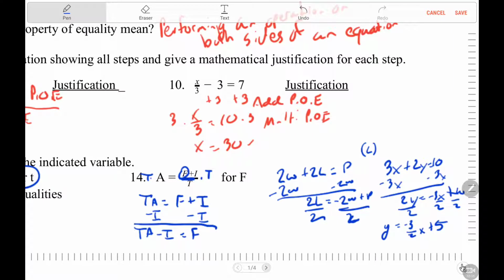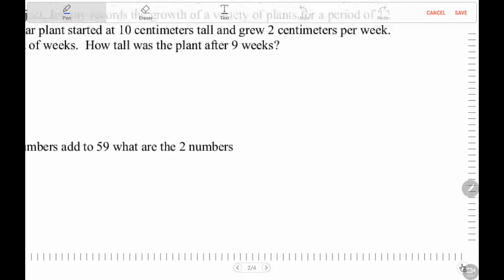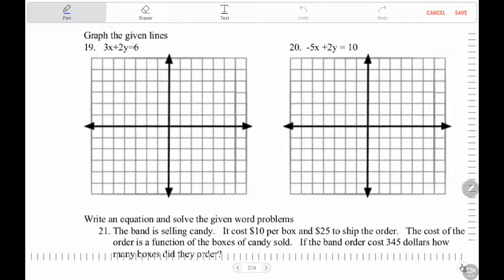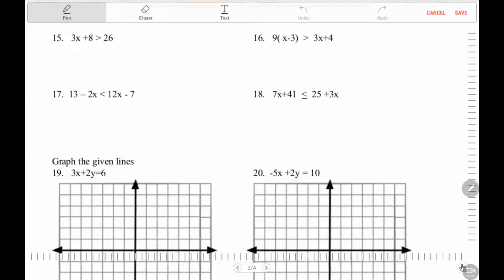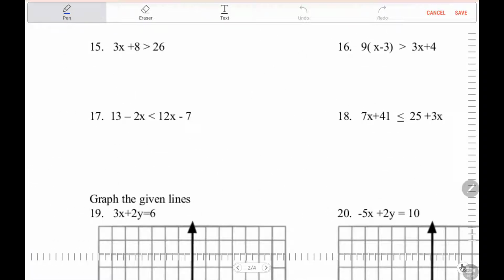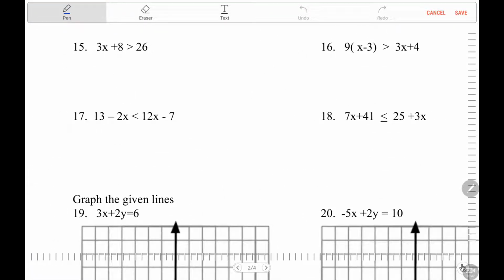Continuing on, we'll go through a couple here and then kind of go into part 2. So 15, 16, 17, 18, kind of the same thing. It's just an inequality now. So minus 8, 3x greater than or equal to 18, divided by 3. And because that wasn't negative, it just stays the same, 6.